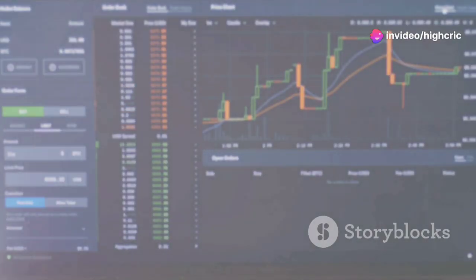4. Close and open prices. The close price is near the bottom of the candle, and the open price is near the top.